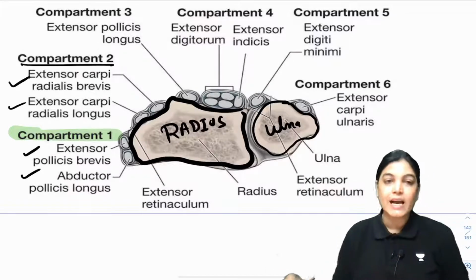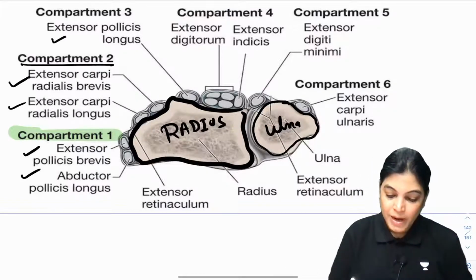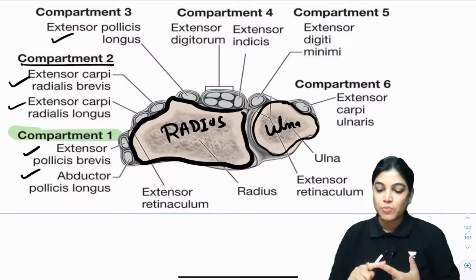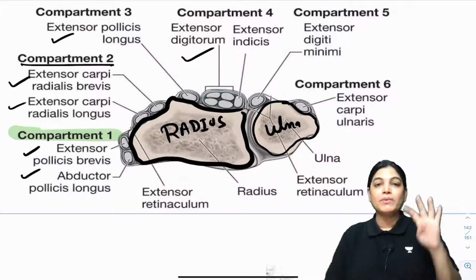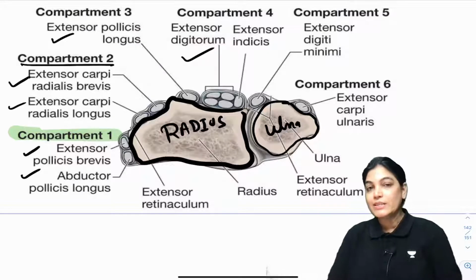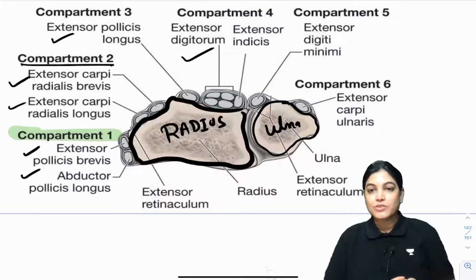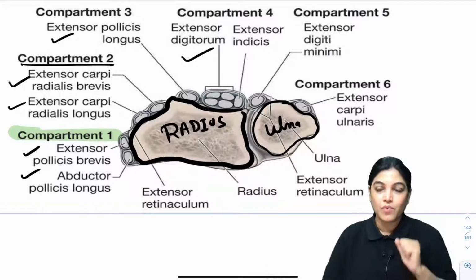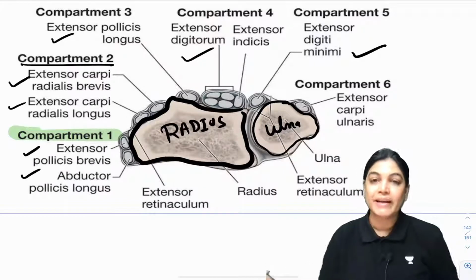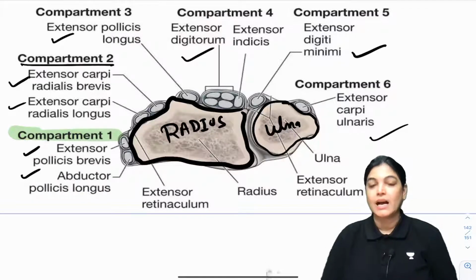Second compartment: ECRL and ECRB, extensor carpi radialis longus and brevis. Third compartment: just one tendon, that is extensor pollicis longus. Fourth compartment: we have got 4 structures, only tendons have been shown here, that is extensor digitorum and extensor indicis, but other than that the anterior interosseous artery and posterior interosseous nerve also traverse. Fifth compartment: extensor digiti minimi, and sixth compartment: extensor carpi ulnaris.